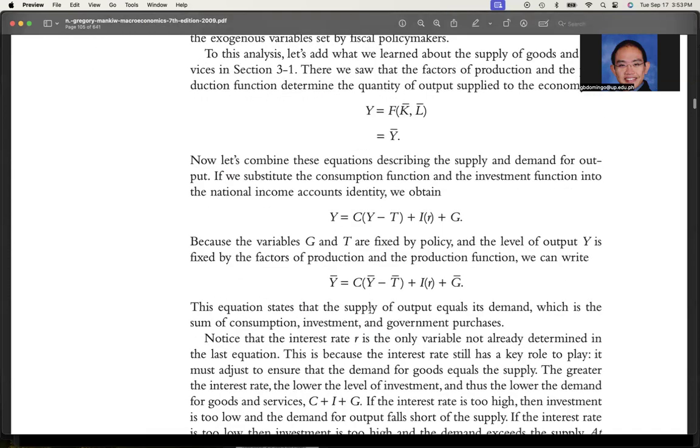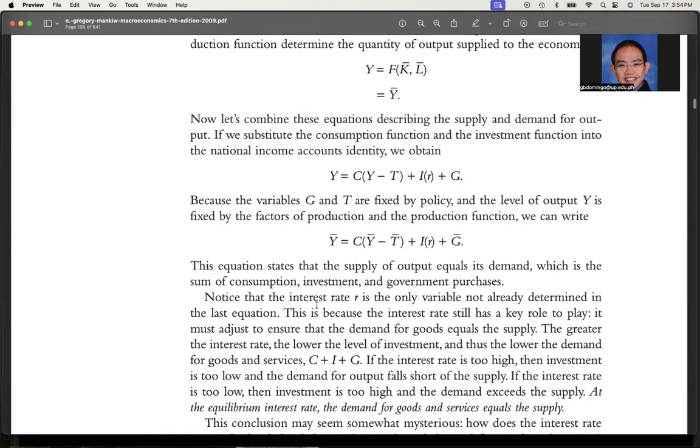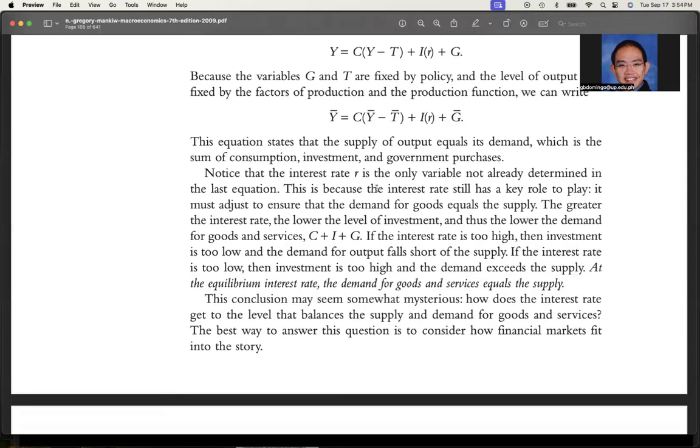Putting it together, we essentially get this equation here, which is Y bar equals C(Y bar minus T bar) plus I(r) plus G. So what do we notice here? If GDP is fixed, then disposable income at this point is also fixed. If disposable income is fixed, then consumption is fixed. Consumption is fixed and G is fixed. And therefore, the only thing that is not fixed is I. So it is I that moves up and down to make sure that C plus I plus G equals Y. So the secret to the model is already here in this equation. So the interest rate r is the only variable that's not determined.